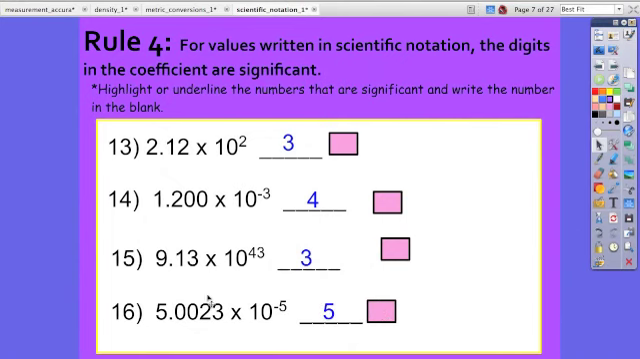So when you have something in scientific notation, everything that you have here in your coefficient is going to be significant. You don't have to worry about the exponent. We don't have 43 significant figures. We only have 3. In this case we do have 5, but you don't have to do anything with the exponent part.